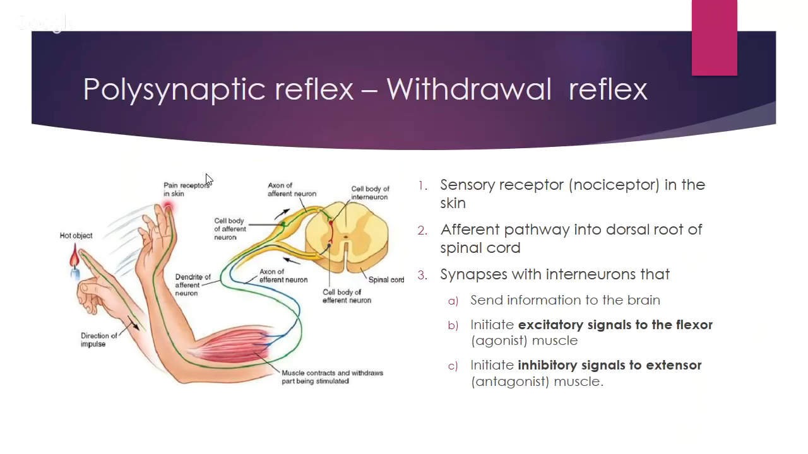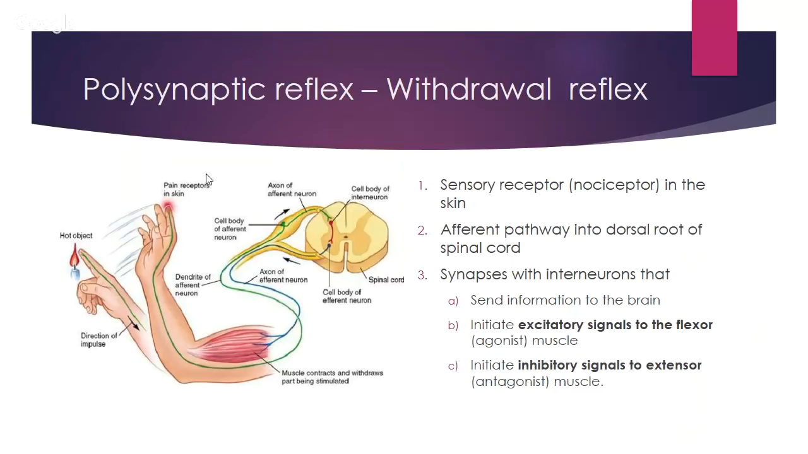Polysynaptic reflex, so this is an example of a withdrawal reflex. It's exactly the same thing. You have sensory information from nociceptors in your skin. It heads up to the sensory neuron through the dorsal root, synapses with an interneuron this time, which then synapses to the cell body of an efferent neuron in the ventral horn, exits the spinal nerve, goes to the muscle and causes withdrawal.